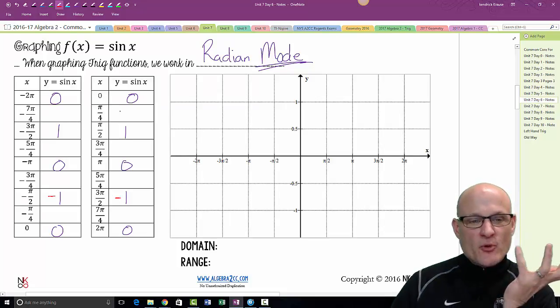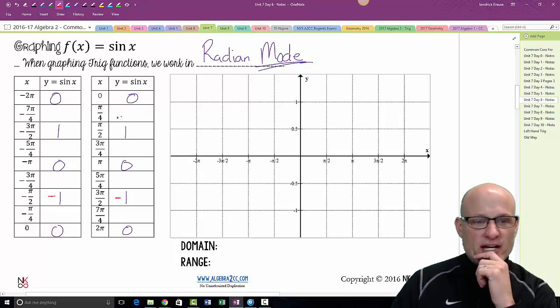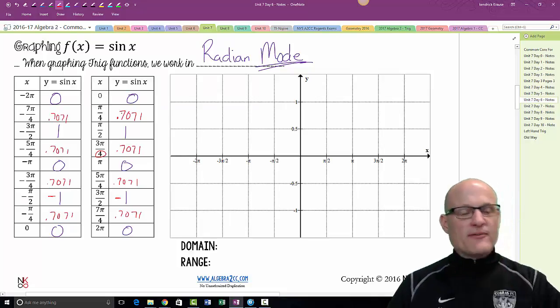And then pi over 4 is really the square root of 2 over 2. Now, if you put this in your calculator, you get 0.7071. So all of these are divided by 4. So they're all going to be 45-degree angles. Now, you got to figure out which quadrant we're in. I don't know why I'm putting all these. I could just put 0.7. All I'm doing is graphing it.